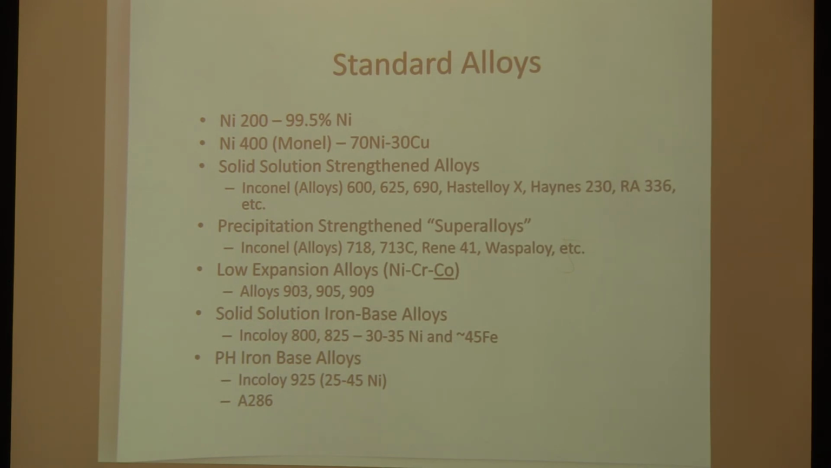Some other ones which we really won't cover much, but there's low expansion alloys which contain cobalt. There's solid solution iron-based alloys which still have 30 to 35% nickel, but they have more iron, and so they're considered an iron-based alloy. Those are Incoloy alloys. And then there are precipitation hardenable iron-based alloys as well, such as Incoloy 925 and A286 might be some that you would hear of.